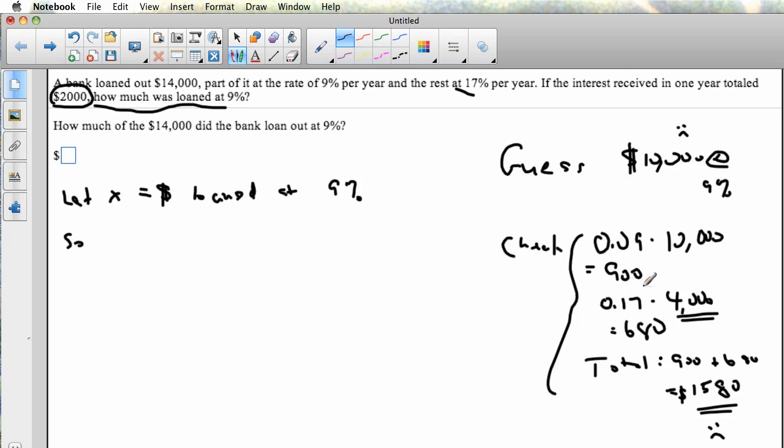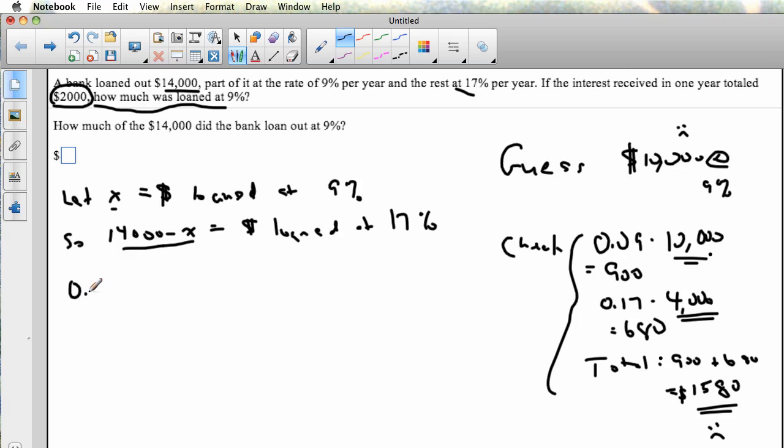That $4,000 came from subtracting $10,000 from the total of $14,000. So I know that if x is how much was loaned at 9%, then $14,000 minus x is the number of dollars loaned at 17%. So I now have these two quantities written in terms of x. Instead of being specific numbers, 10,000 and 4,000, they are x and 14,000 minus x. Now the rest of this calculation is the same.